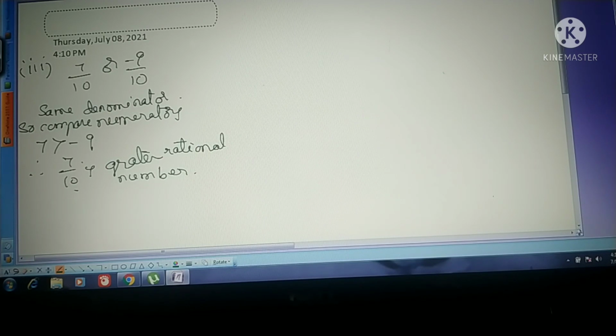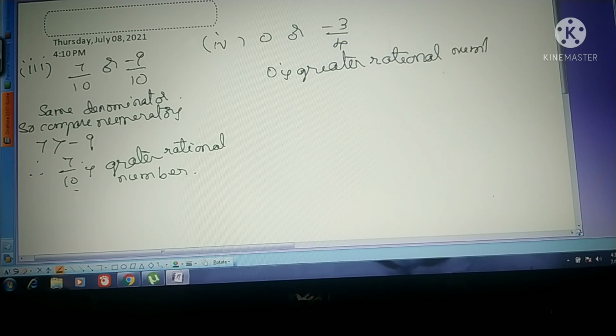Now see, what comes if we compare with 0? 0 or minus 3 by 4. Always negative numbers are less than 0. That means 0 is greater than every negative number. So what we can say here? 0 is the greater rational number. Why? Because negatives are always less than 0.